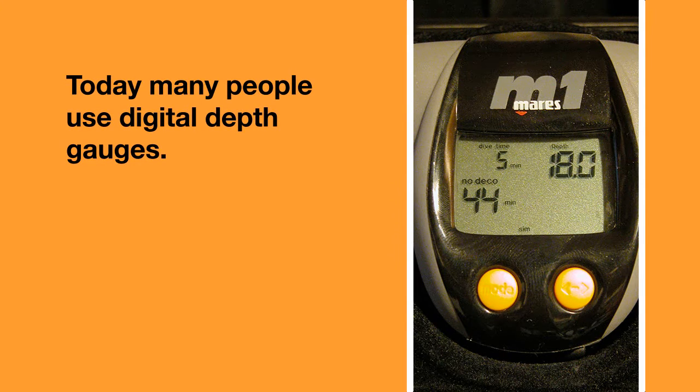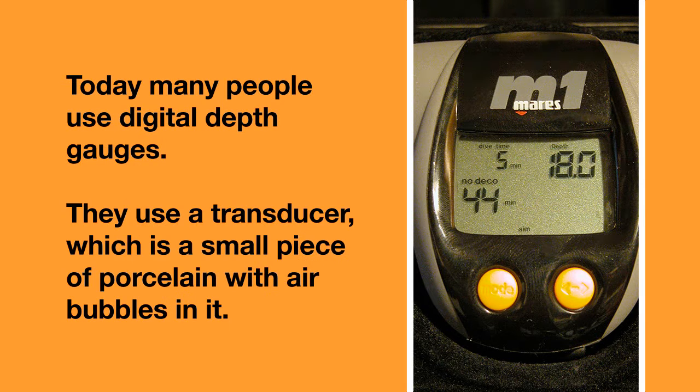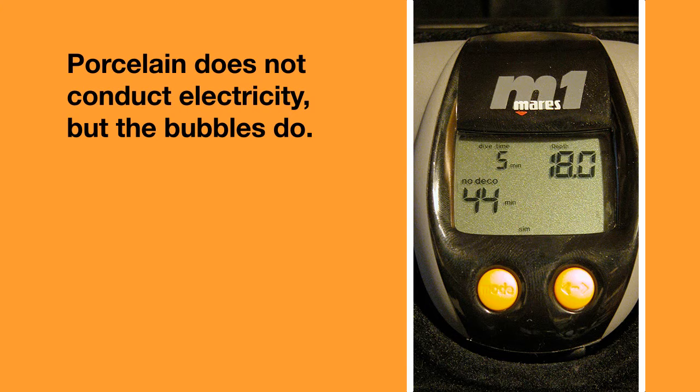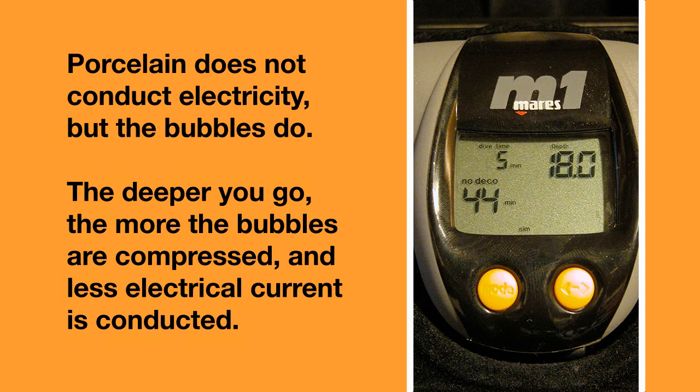Today, many people use digital depth gauges. They are extremely accurate. They contain a transducer. A transducer is a small piece of porcelain with air bubbles in it. Porcelain does not conduct electricity, but bubbles do. And the deeper you go, the more the bubbles are compressed, and the less electrical current is conducted. A small electrical current is put through the transducer. How much is transduced is displayed as a digital depth reading.